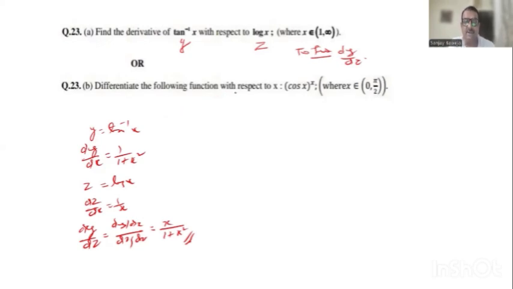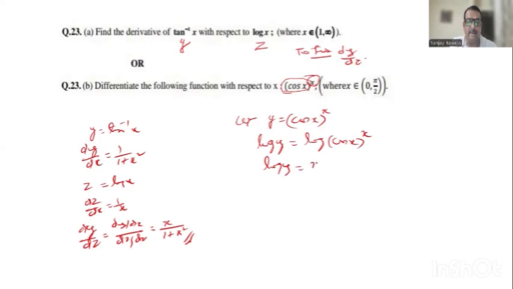Next is differentiate the following function with respect to x, (cos x) raised to power x. Now remember, whenever base is a function of x, power is also a function of x, we use log to differentiate this kind of question. So let y is equal to (cos x) raised to power x. You cannot take log on one side only, that is why we have to take log on both sides. Log y is equal to log of (cos x) raised to power x. So this is log y and this is x log cos x.